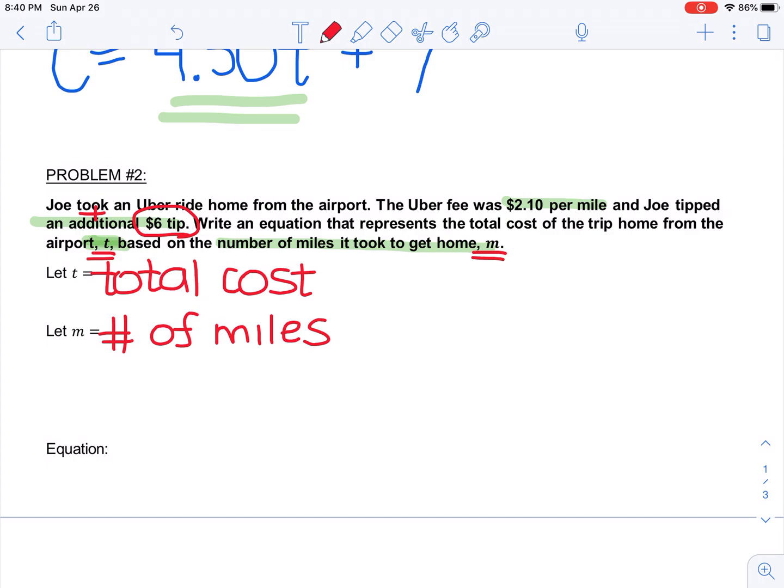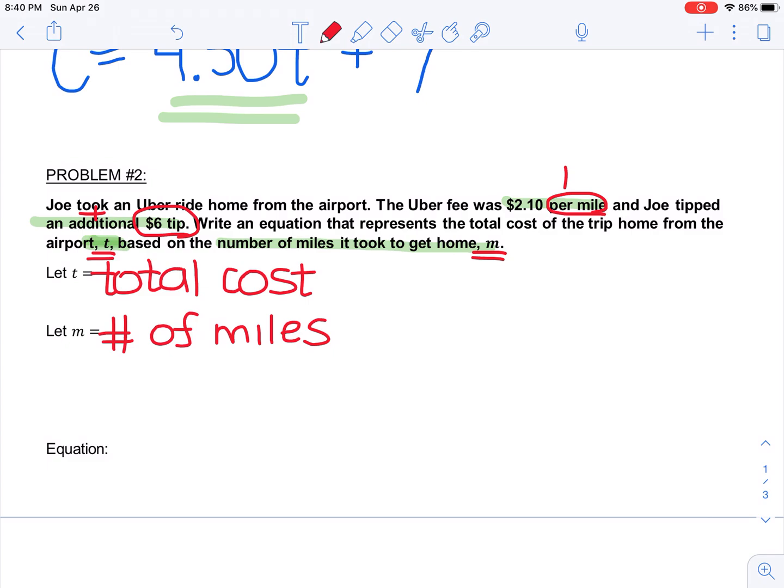Well, it could be, we don't know how many miles it takes Joe to go from the airport to his house. It could be a 5-mile drive. It could be a 10-mile drive. So what would we do per mile? What are we going to do for each mile that it gets driven to get home? Well, I know if Joe lives 8 miles from the airport, we're going to do $2.10 times 8, because each mile to get from the airport to Joe's house is going to cost him $2.10.